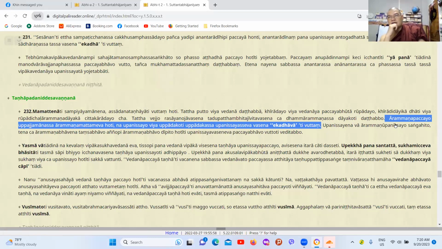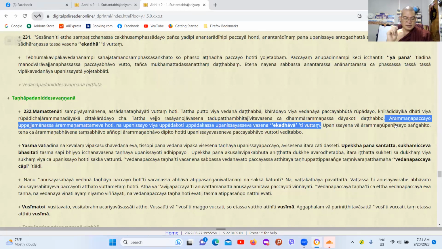Aramana pachyo upacha manasa aramana matta mewa hodi. So due to vipaka sukha vedana, tana arises there. In this case, tana takes the vedana as an object. If tana takes vipaka sukha vedana as an object, it should be aramana. Na upanisya uya. But if aramana is not like upanisya, upanisya can cause the other things.